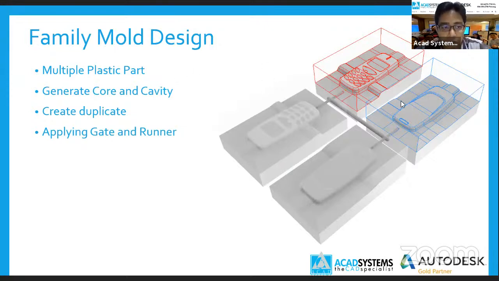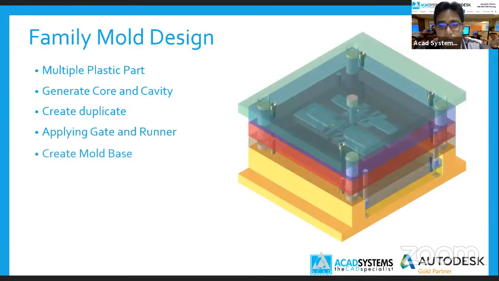Right. So once we have created the duplicate, then we want to apply the gate and runner, right, which is the part where the plastic flows inside our core and cavity. Right. So next we'll be creating the mold base. So after it's done, this will be our mold base. We will keep it simple. Right. So usually we will also include the spring bush and so on.